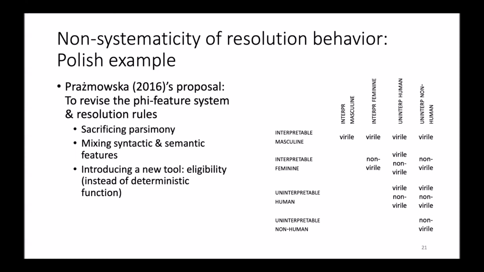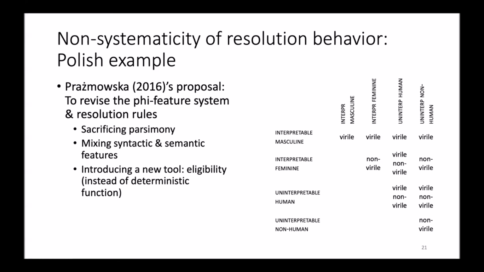Przemowska says that we need to actually revise the Phi-feature system as well as the resolution rules. So what we're going to need is a second subsystem of Phi-features that is operative within resolution under coordination. That's going to be a system that is present on top of the Phi-feature system that is operative outside of coordination. So we're immediately sacrificing some parsimony of the grammar, at least for Polish. And we're going to propose that this new subsystem is a mix of syntactic and semantic features.